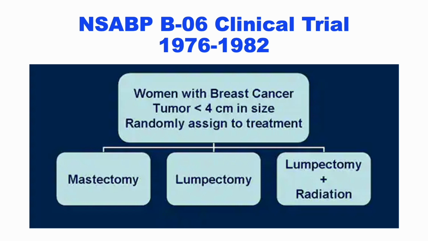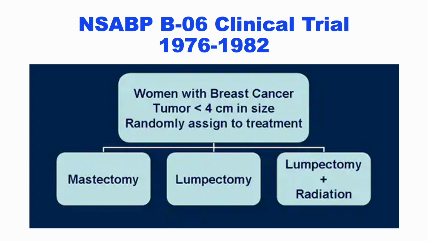First of all, although local recurrences were higher in the lumpectomy groups compared to the mastectomy group, there was no survival difference between the 3 groups, which is why we can ethically offer women lumpectomy instead of mastectomy, because we understand that treatment decision will not compromise their overall survival. That practice is derived from this trial.